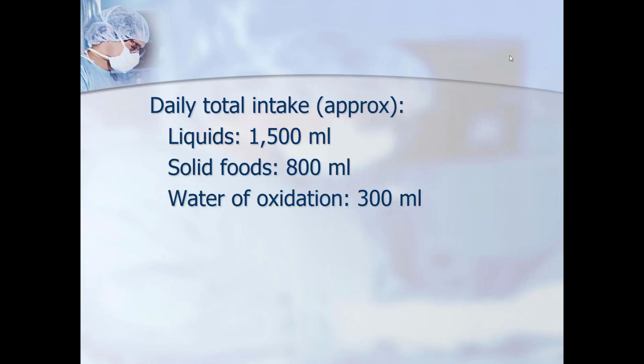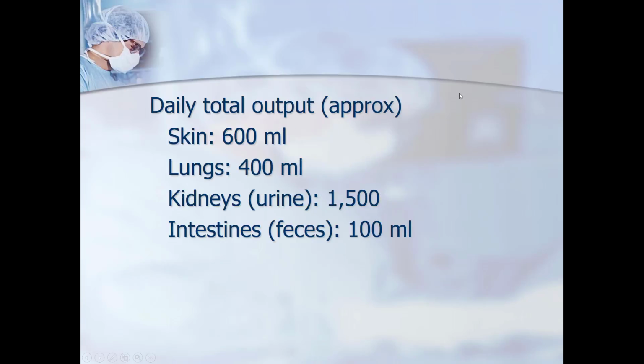So here's just an example. You don't need to know this for the test, but just an example of how much we intake fluid just from our daily eating and drinking, and then from oxidation. It ends up being quite a lot. The body ends up trying to maintain homeostasis on everything. Output is another thing that we have.